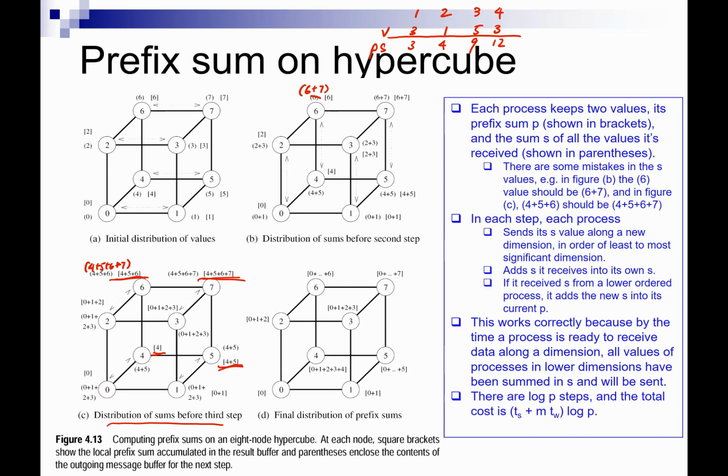And in terms of the cost for doing this, we have log p steps because there are log p dimensions, and for each step you're sending just a single value, because you're just sending these sum values. So to send that sum value, it just takes ts plus m times tw time, and then you do this for log p steps.